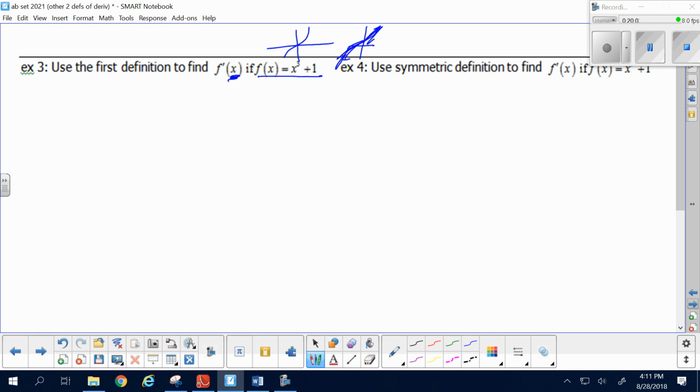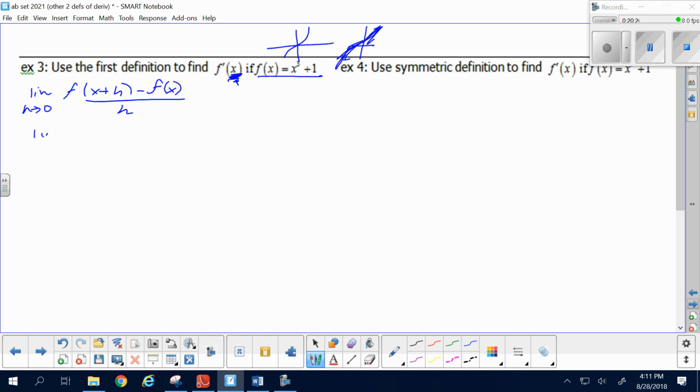Let's see if that pans out. So, start with the first definition. This time it's at any x, so it's f of x plus h minus f of x over h, not f of a plus h, because there's no a here. Right here, this tells me they want a derivative at any x, not at a number. So there's no a's here.